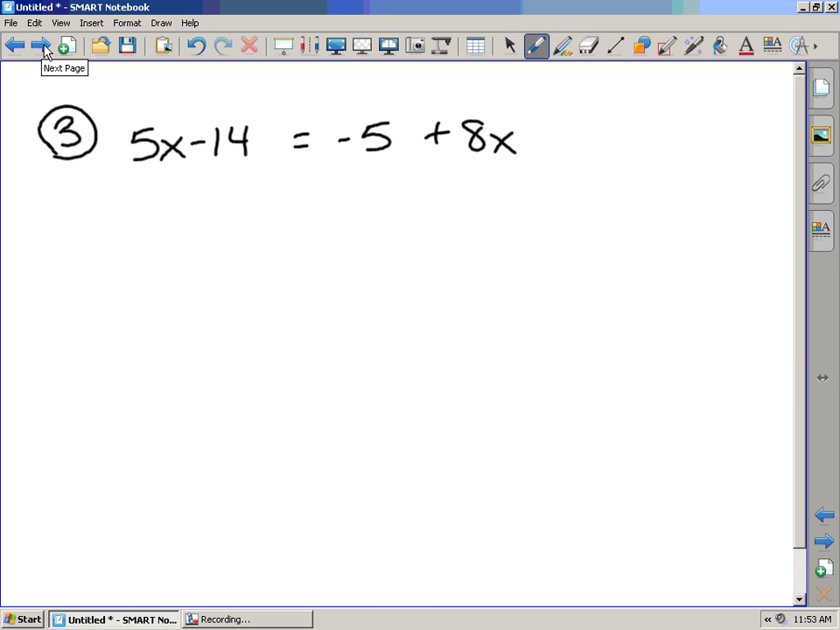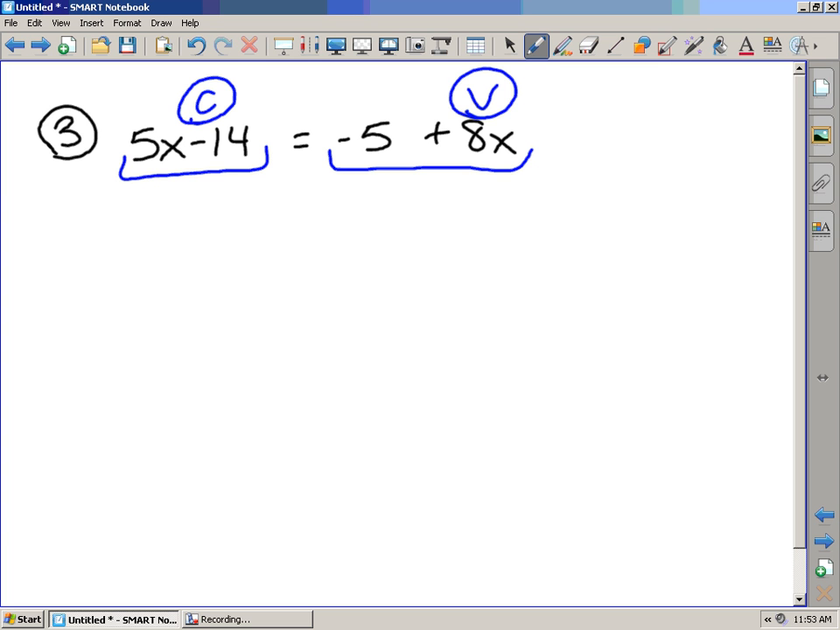Number 3. When you look at this, you can see that there are no like terms on the left side. There are no like terms on the right side. So now we can move straight to the step where we put the variables on one side and the constants on the other. It doesn't matter which side you put the variables on, so in this situation I'm going to put the variables on the right side, the constants on the left. You could have done it the opposite way.